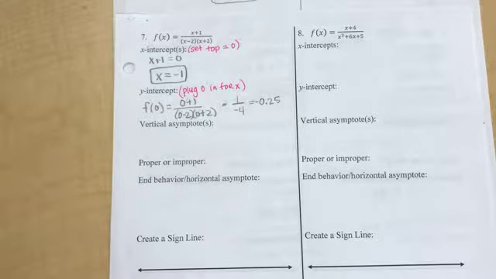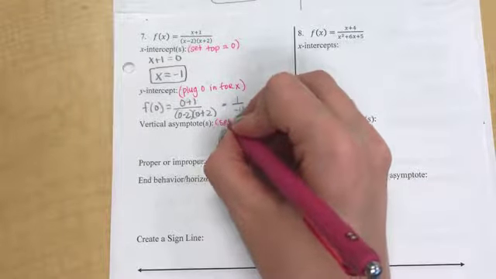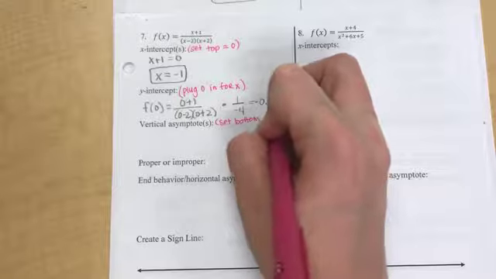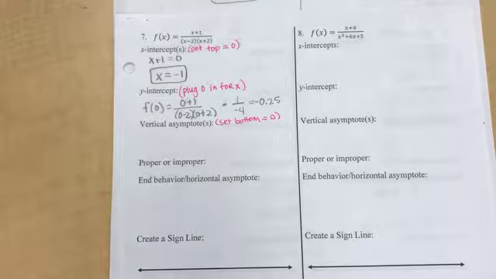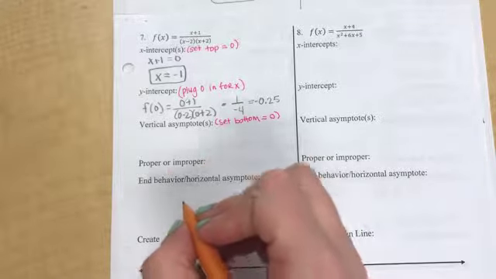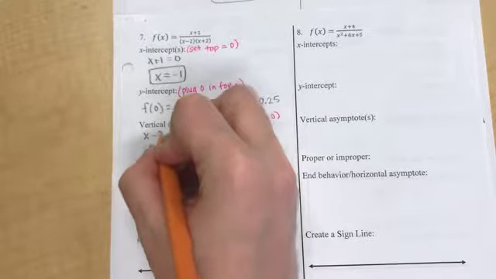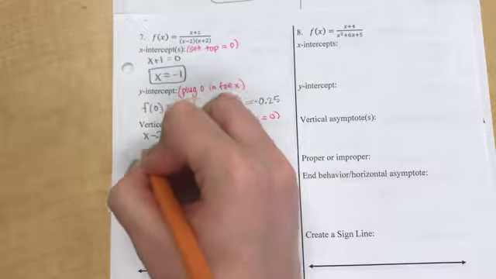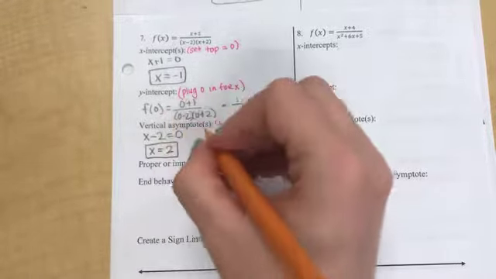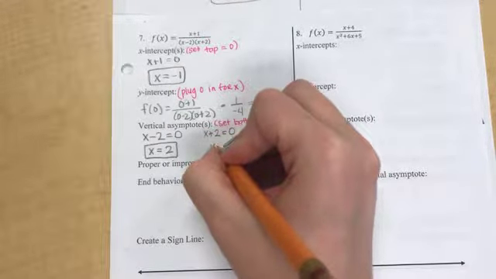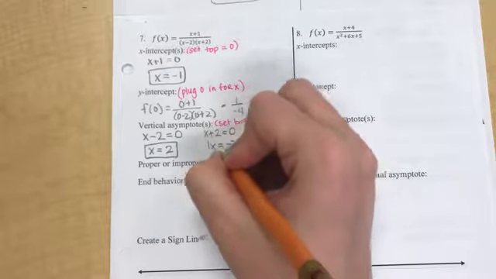For my vertical asymptotes, this is where the bottom is equal to 0. So to find my vertical asymptotes, I'm going to find out where is x minus 2 equal to 0. Well, that happens when x equals 2. I want to find out where is x plus 2 equal to 0. That happens when x equals negative 2.